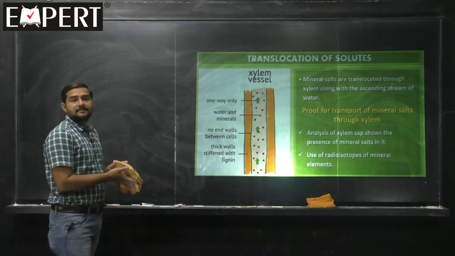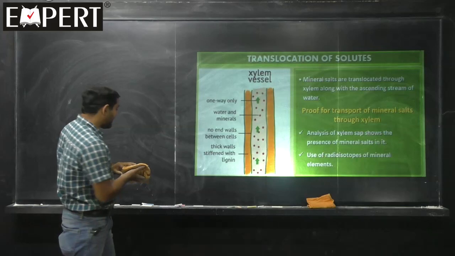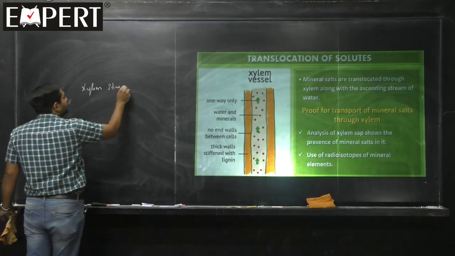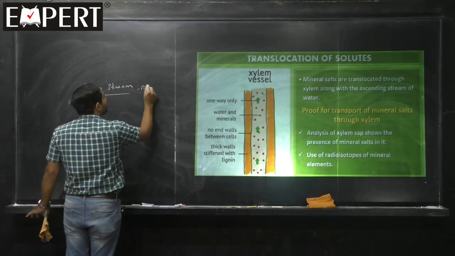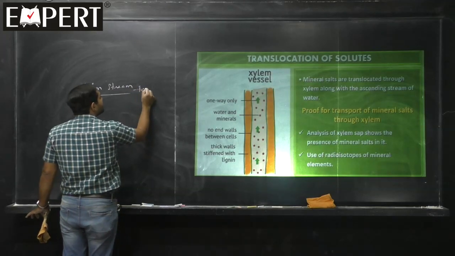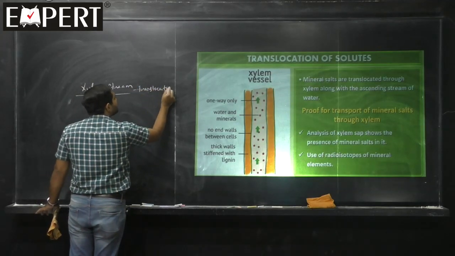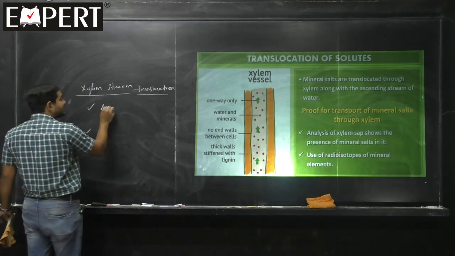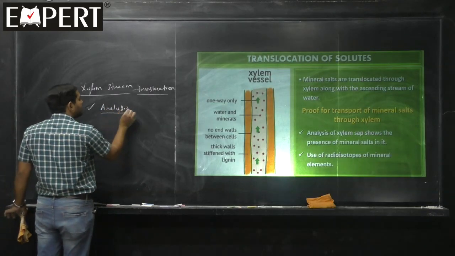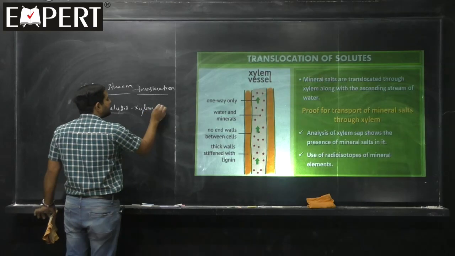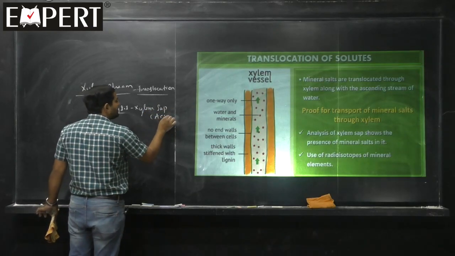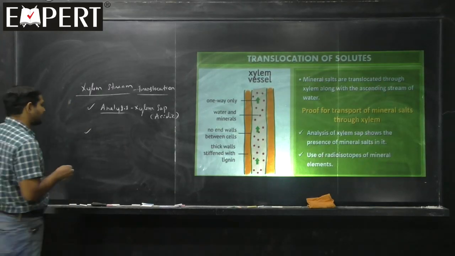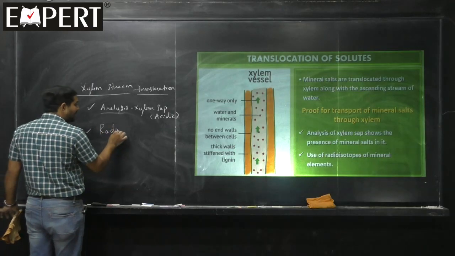So, two important aspects I told regarding the xylem stream. The xylem stream is a method of translocation. We told two points can come in the exam. One is the analysis of the xylem sap, which is found to have acidic nature because it is rich in mineral. Xylem sap has 5.2 pH, acidic in nature. Second, the radioisotopic technique.